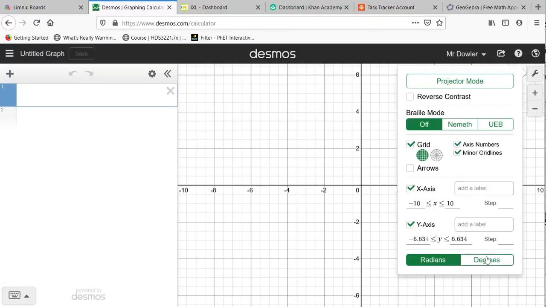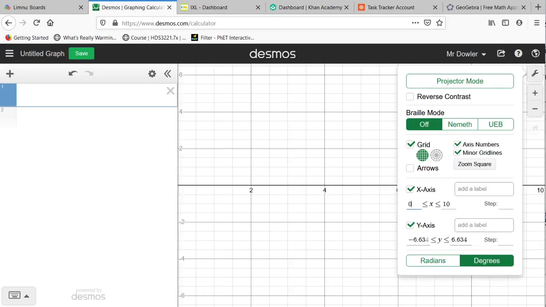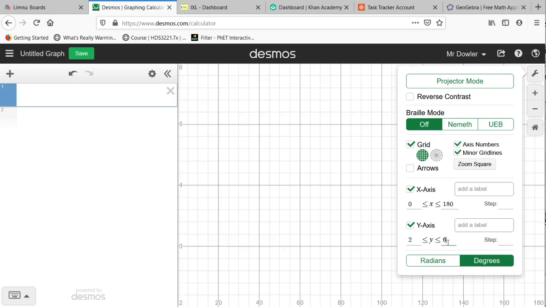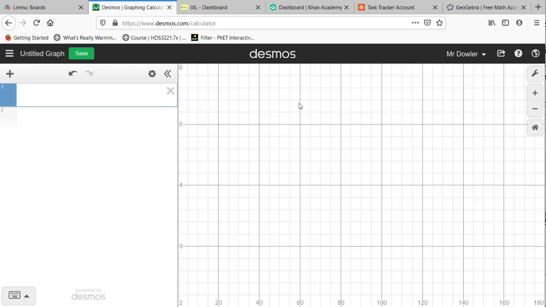First off, we are going to be working in degrees here. They asked for a domain from 0 to 180, so I'm going to change our x-axis to give us 0 to 180. Now they also asked for a range from 2 to 6. So when we have the correct answer, it should fit perfectly into this window.